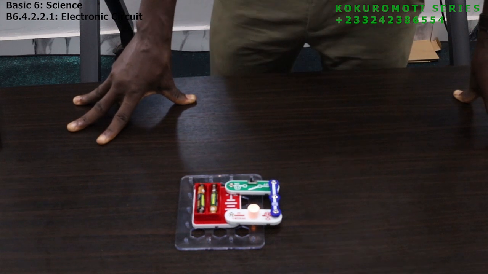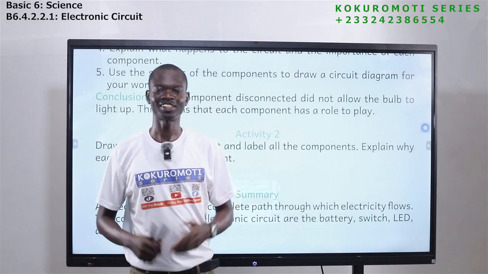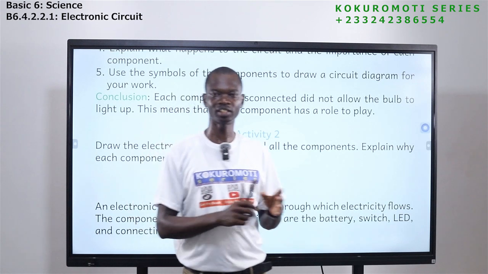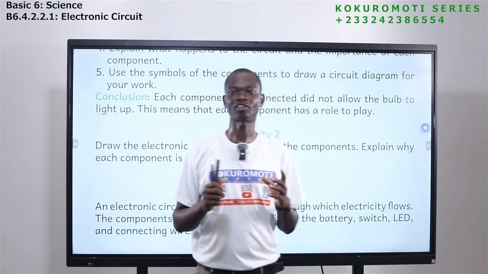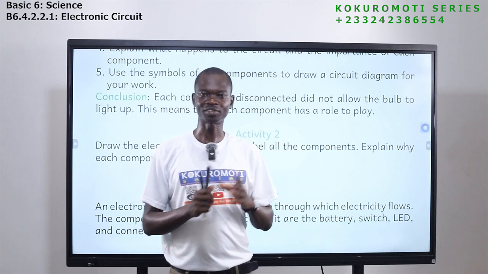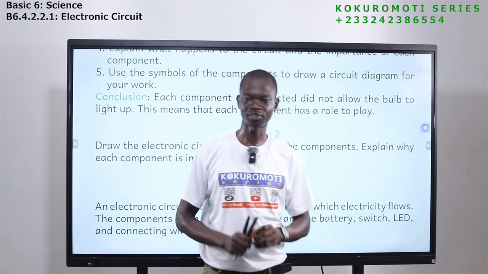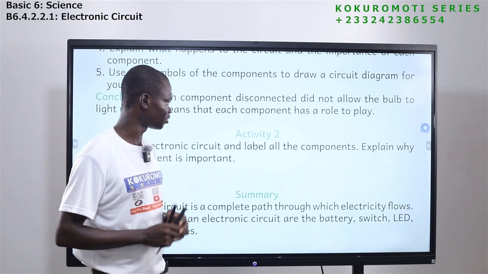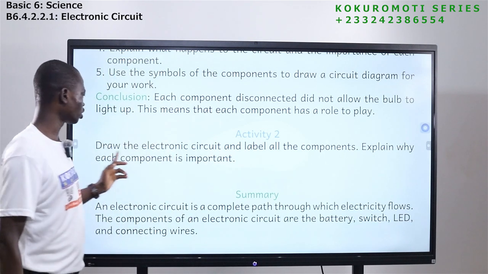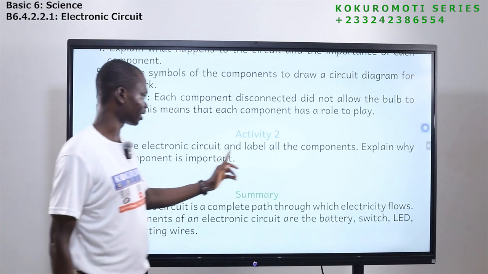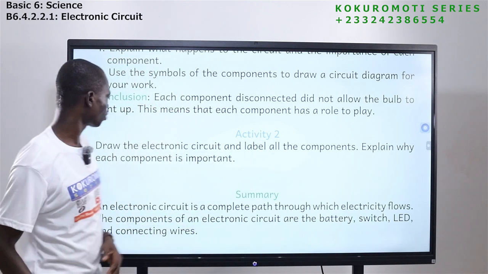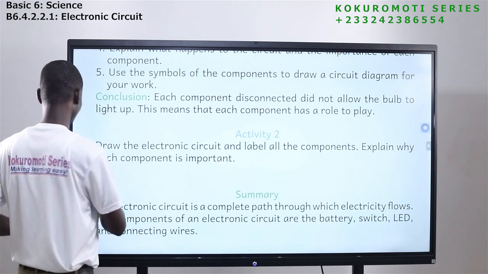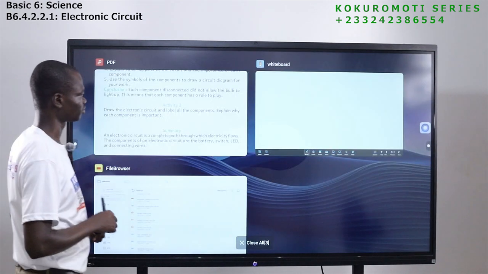Okay, let's continue. We have seen how the components of an electronic circuit are connected. We have seen how to construct an electronic circuit. Now, let's look at the next activity, activity 2. Draw the electronic circuit and label all the components. Explain why each component is important. So let's look at how an electronic circuit is drawn.